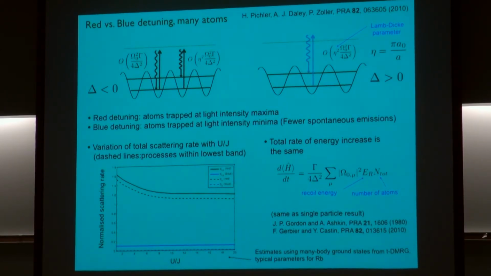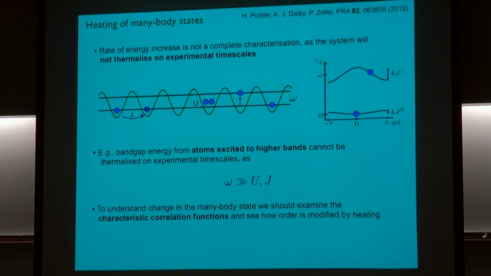The answer is actually no, it doesn't. The reason is that this increase in energy is not a sufficient description of what happens to the many-body state, because typically the system will not thermalize all of the energy that's pumped into it on typical experimental timescales. If it did, all I would have to do is determine how much energy was going in. But here, I can have processes where particles are transferred to higher bands, which is of course the dominant process in increasing the energy. Then the separation between bands is much larger than these other energy scales, the U's and the J's in the lowest band. As a result, it would take a very high order process in perturbation theory to redistribute this band gap energy amongst all of the particles in the lowest band, and essentially this doesn't happen on typical experimental timescales.